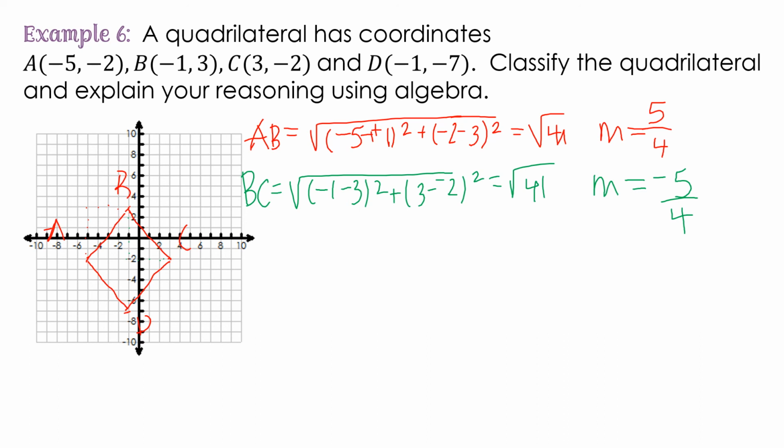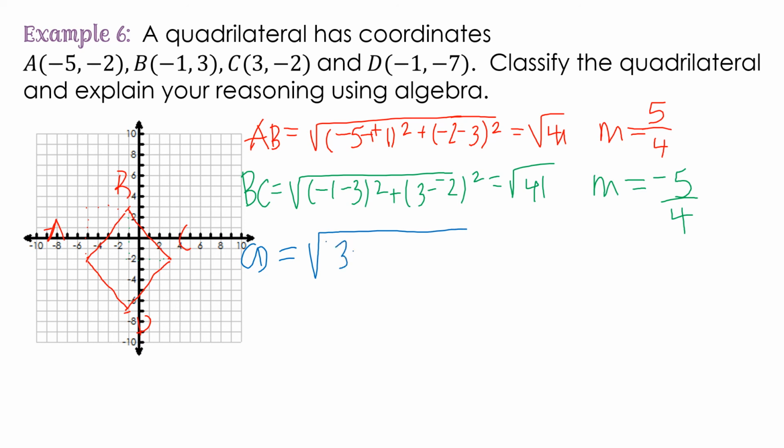Okay, so compare those two slopes. Are they opposite reciprocals? No, they're not. They're opposites, but they are not reciprocals. So be careful. Don't think that that means that those are perpendicular. They are not perpendicular, so we know that this is not going to be a square because there are no right angles. It does appear that all the side lengths are the same. Let me just finish by finding the length of CD and then AD. And then it looks like this is just going to be a rhombus.